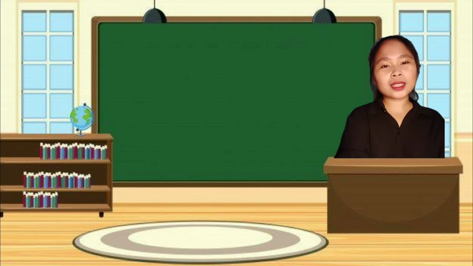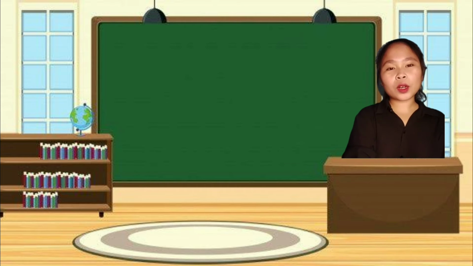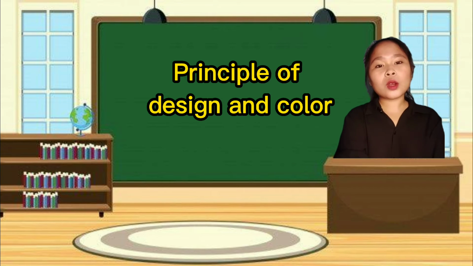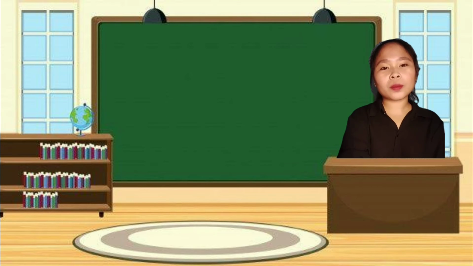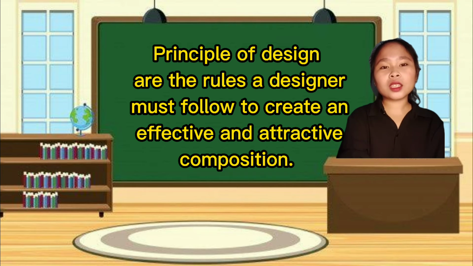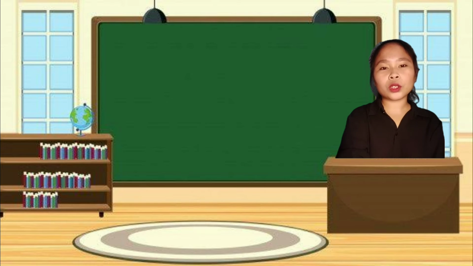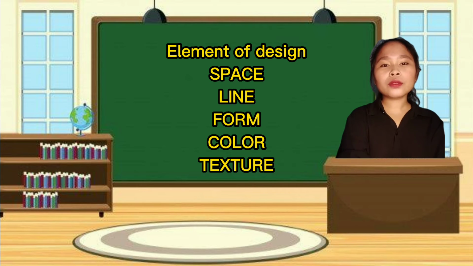Before we go on to our next lesson this morning, let us summarize what we learned last meeting. Last meeting, we tackled the principles of design and color. Principles of design are the rules a designer must follow to create an effective and attractive composition. The fundamental principles of design are emphasis, balance, rhythm, harmony, and proportion. The elements of design include space, line, form, color, and texture.